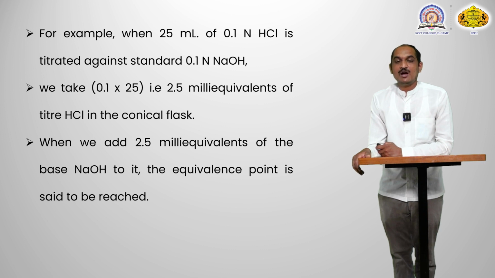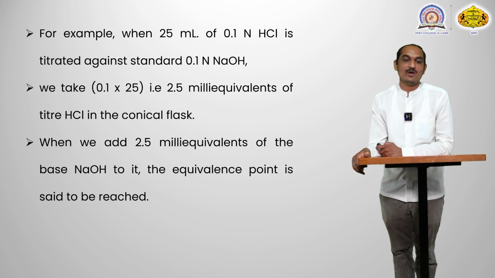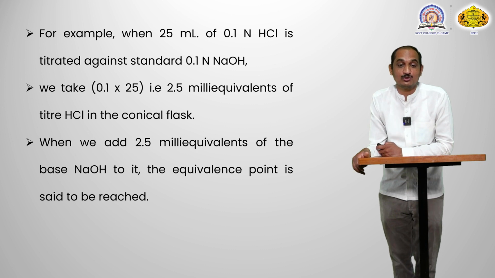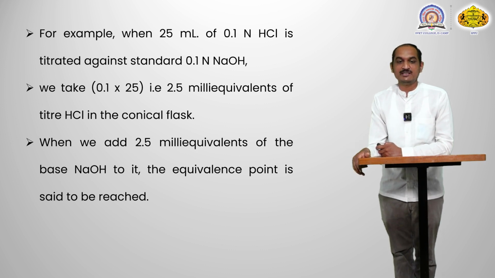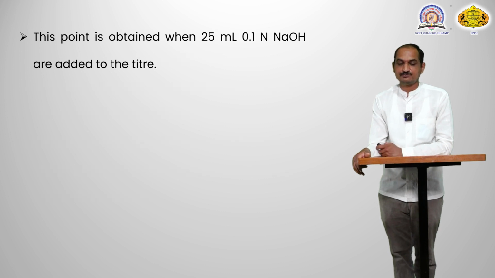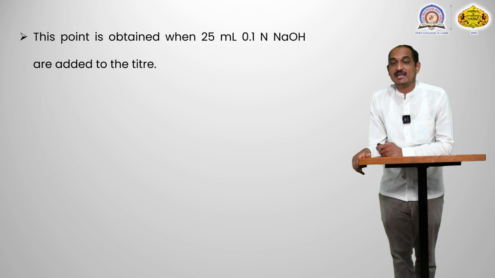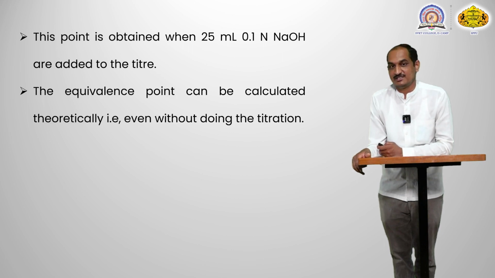Okay, we have to take 2.5 milliequivalents of titer HCl in one conical flask, and then in that we have to add 2.5 milliequivalents of the base NaOH. Then the equivalence point is said to be reached. And this point is obtained when 25 ml of 0.1 normal NaOH are added to the titer.